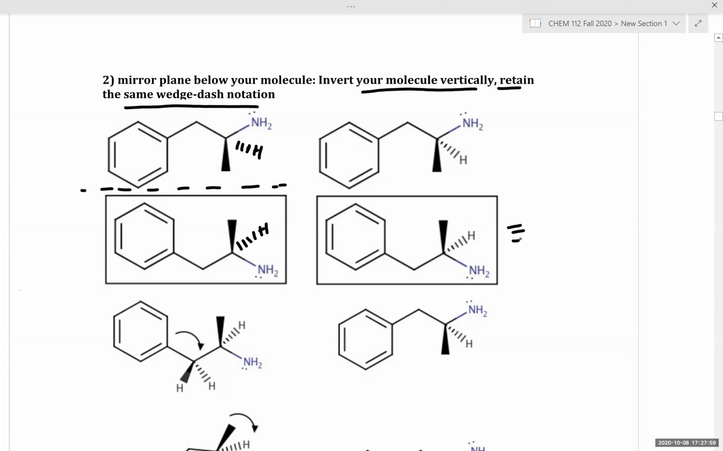Now, if we take a look at this inverted structure, let's showcase what this inverted structure will look like. Okay, so here is our inverted structure. Does everyone notice how in this bottom structure, we flipped the entire skeleton on the vertical axis, and we've kept the stereocenter exactly as is? This methyl is pointing out towards us, right? Does everyone see that?